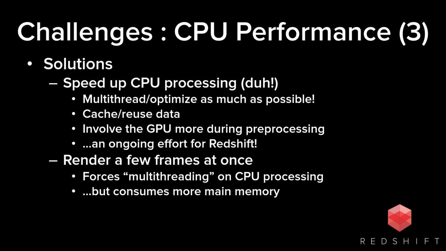The other solution is to render a few frames at once, which changes the ratio between how many CPUs and how many GPUs you have in the system. So instead of rendering 1 frame with 4 GPUs, why not render 2 frames in parallel, with every frame getting 2 GPUs? In that case, you're forcing multi-threading, even where data extraction might not have been multi-threaded, which sometimes is the case because of the SDK. On XSI, for example, we cannot do that. But it can consume more memory, so that's the drawback, I suppose.